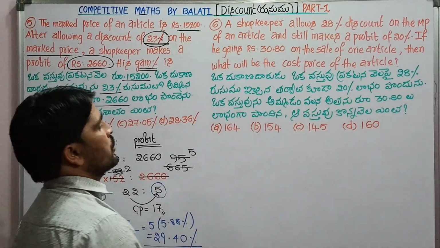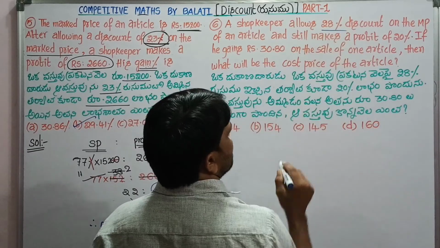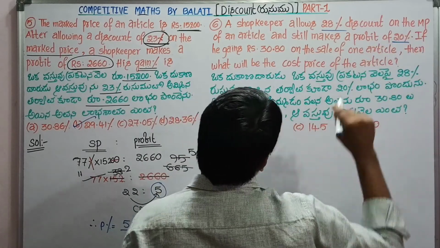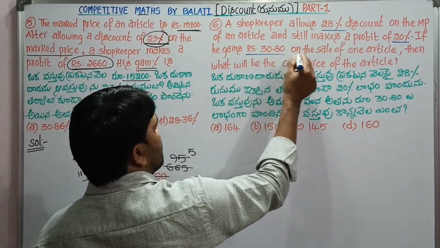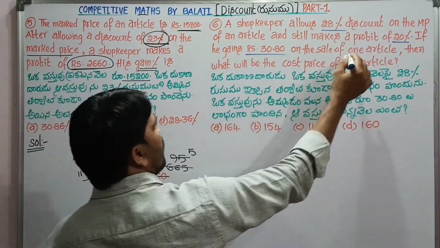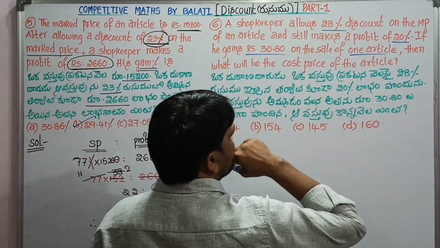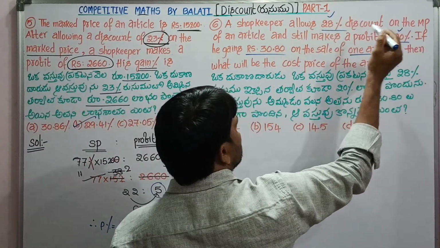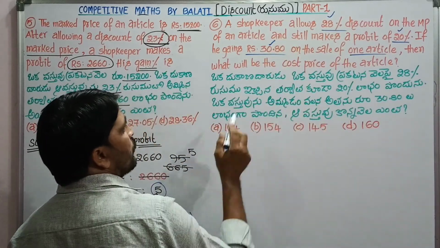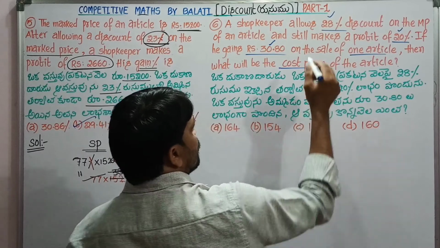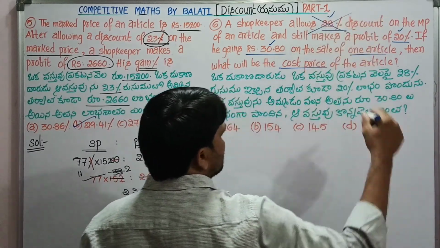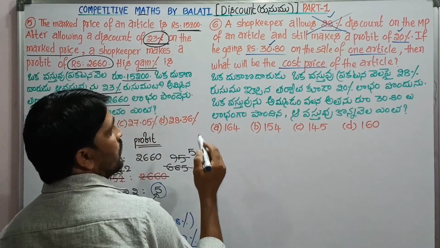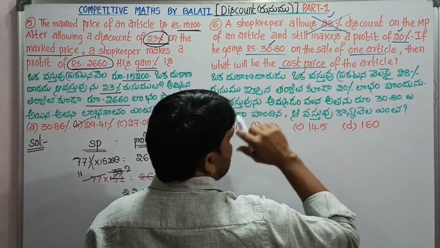Okay. Sixth question. A shopkeeper allows 28% discount on the market price of an article and still makes a profit of 20%. If he gains rupees 30.80 on the sale of one article, then what will be the cost price of the article? He gave the discount percentage, profit percentage and profit amount, and we have to find the cost price. So there is no need of the discount percentage here, since we have the profit percentage and profit amount on one article, so we can directly find the cost price of the article.